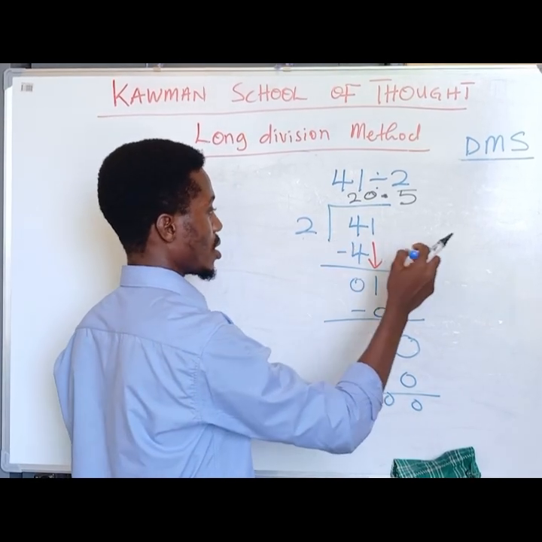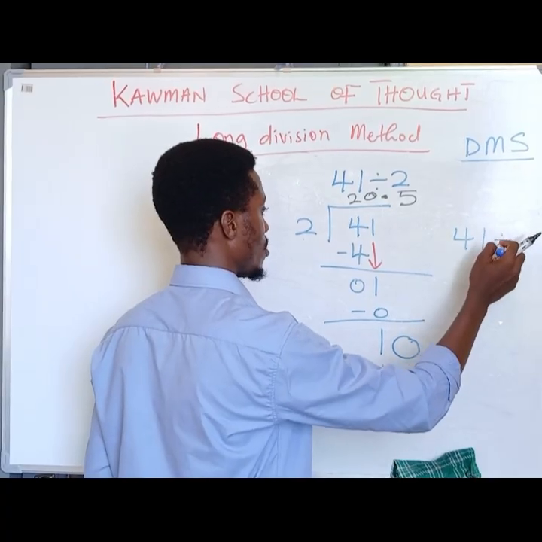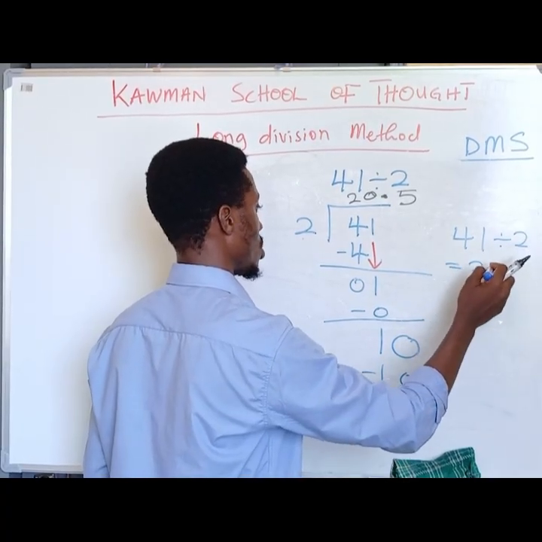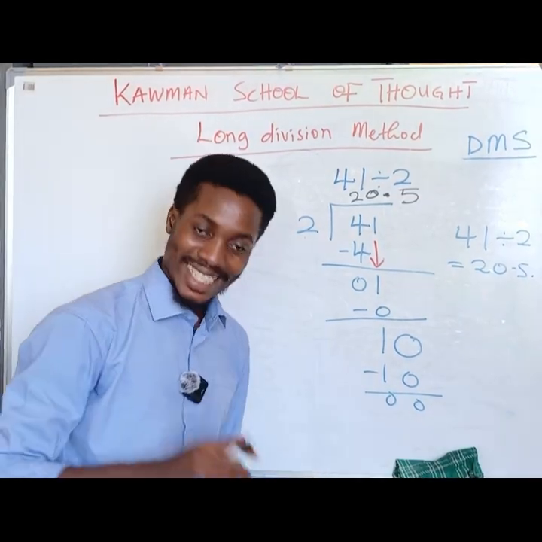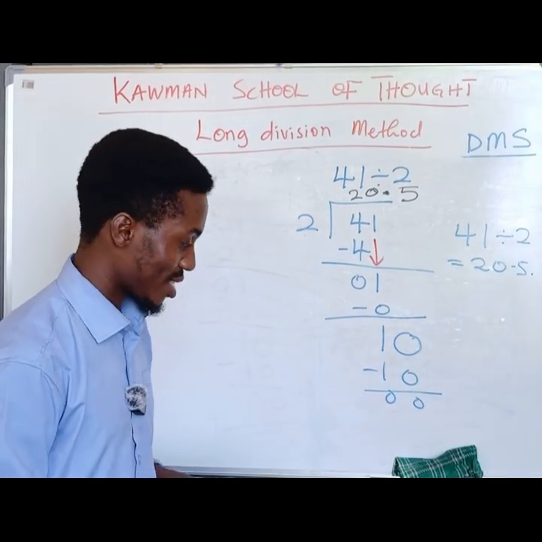Therefore 41 divided by 2 is going to be equal to 20.5. As cool as that. This is so cool. The next example is going to be very interesting.